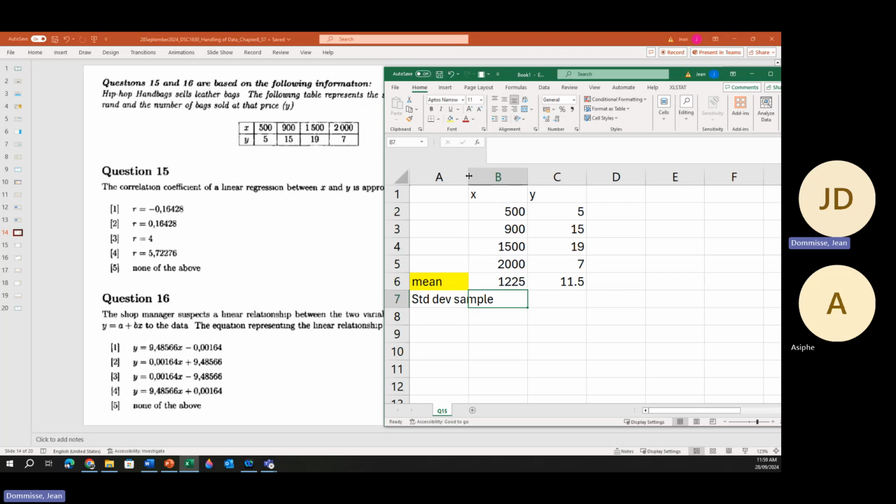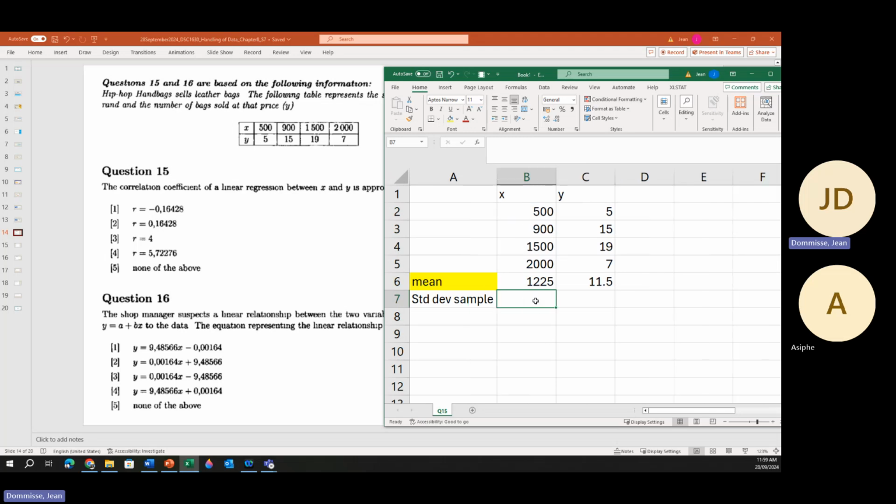So there is a nice built-in function that is standard deviation of sample, and we can work it out for the Y as well. They haven't asked us that, but I just added it if needed.